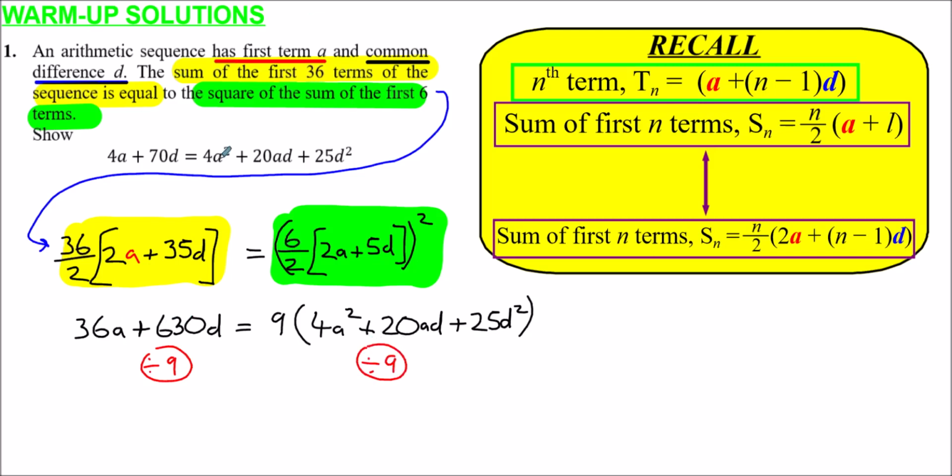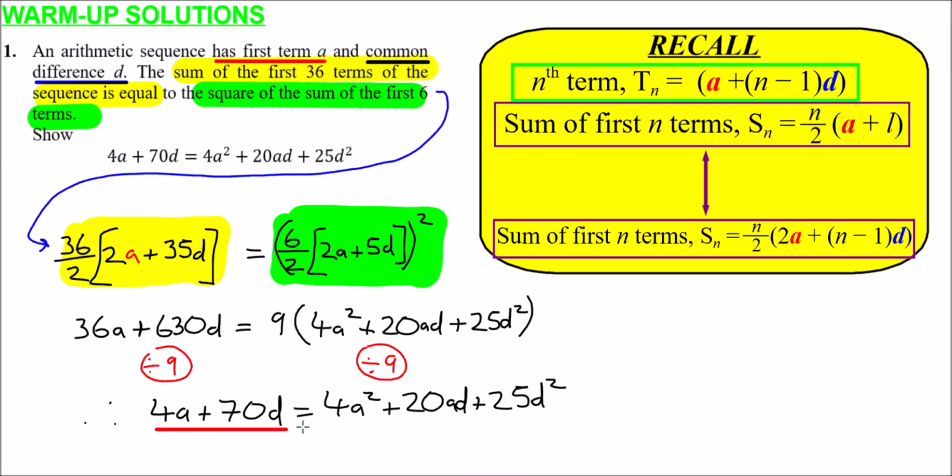And when we do that, hopefully you'll see we've got exactly what we needed. So 36a divided by 9 is 4a, 70d, 9 divided by 9 cancels. So we have 4a plus 70d equals 4a squared plus 20ad plus 25d squared, exactly like we wanted to prove to begin with. So we've nailed question 1.